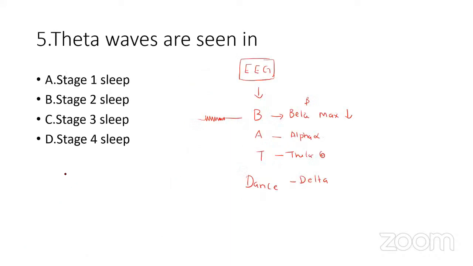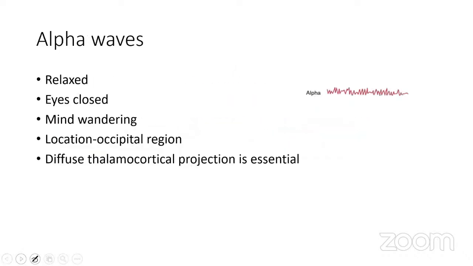Alpha waves. We get alpha waves when our eyes are closed, when our mind is wandering. Frequency is less than beta. So with alpha waves we are relaxed, eyes closed, mind wandering. In the case of beta waves, it is coming from the front, but in the case of alpha waves, it's from the back, from the occipital region.